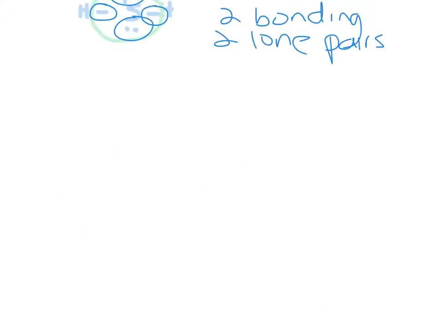So now let's go to the next one, which is CH2Br2. Remember, the first one generally tends to be your central atom. Carbon will pretty much always be your central atom. So first we need to count how many valence electrons we have.